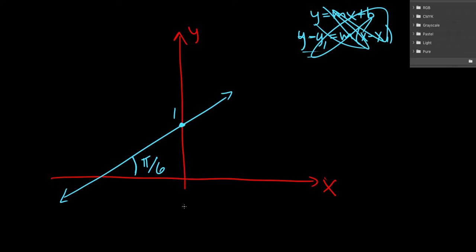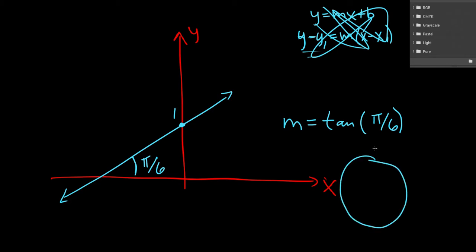What we're going to do is look at the slope using a tangent. So we're going to say our slope is equal to tangent pi/6, like that. And if we use our unit circle to figure that out, pi/6 is our first tick mark, and we know that is square root of 3 over 2, 1/2.